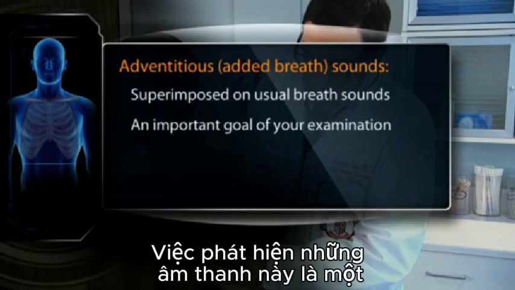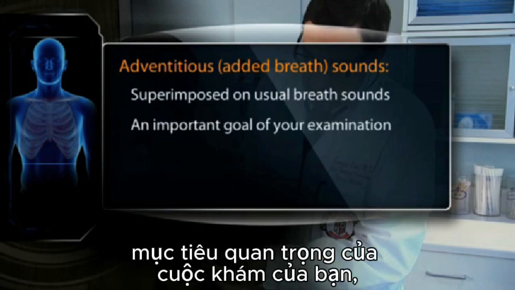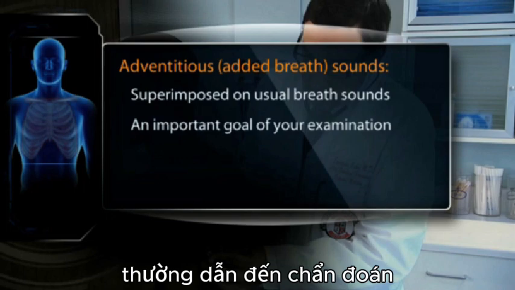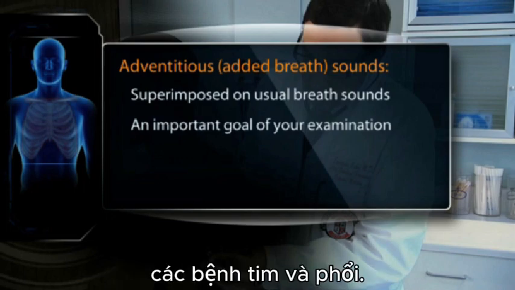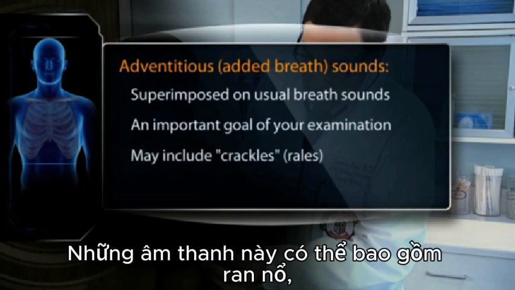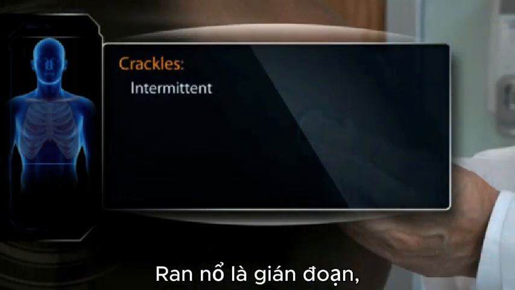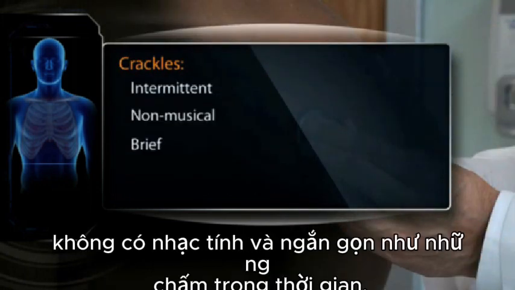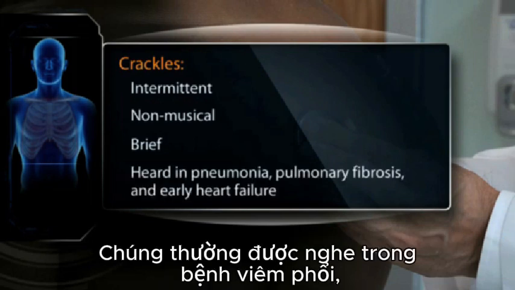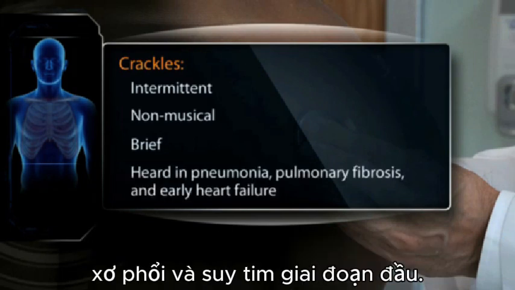Detection of these sounds is an important goal of your examination, often leading to diagnosis of cardiac and pulmonary conditions. These sounds may include crackles, sometimes called rales, or wheezes and rhonchi. Crackles are intermittent, non-musical, and brief, like dots in time. They are often heard in pneumonia, pulmonary fibrosis, and early heart failure.